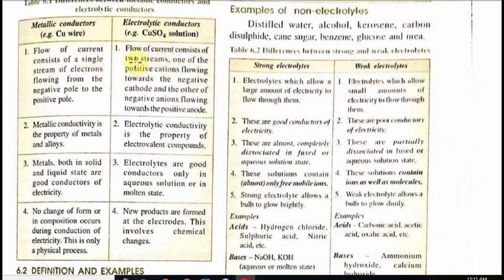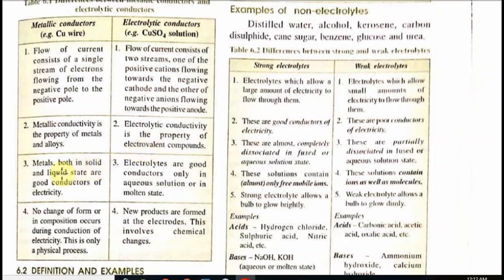Please check two stream. In this single stream, this is two stream, positive and negative two stream. Now, metallic conductor is a property of metal. Electrolytic conductor is a property of generally electrovalent compounds. Covalent compounds are not electrolytes.